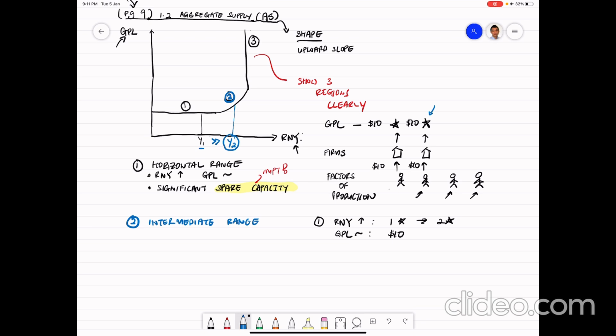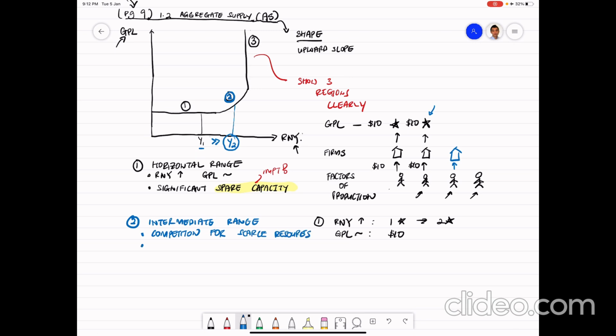workers left, right? So let's say in the second range, which is the intermediate range, there's a new firm that comes up. Okay, so this new firm, unlike the previous one, only has 2 workers. So then he says, okay, you know what? Why don't you come and work for me? When there's less spare capacity, you start to have something called competition for scarce resources. Resources here being the workers, right?